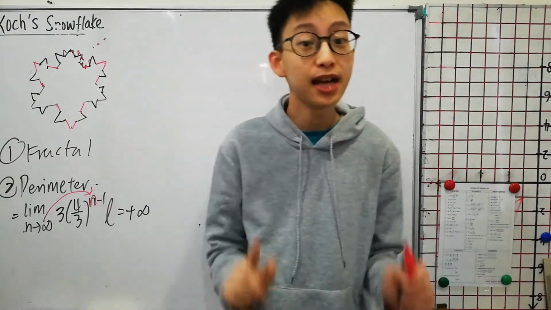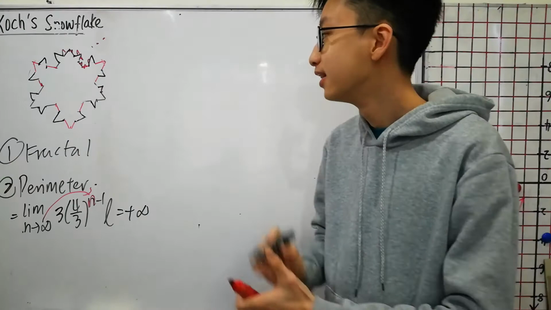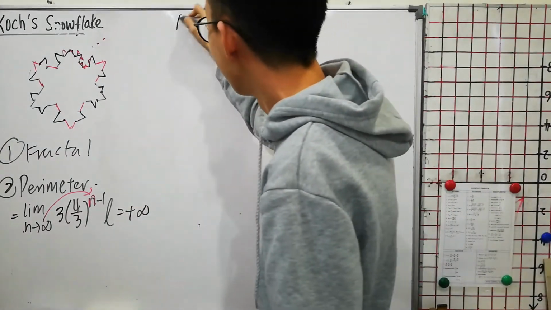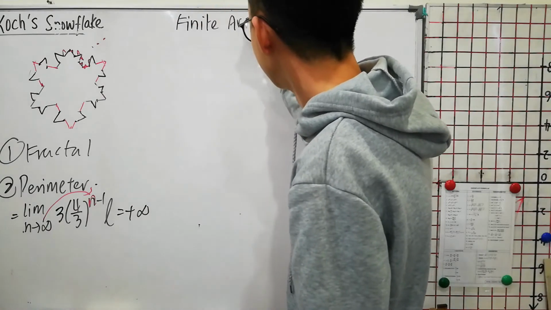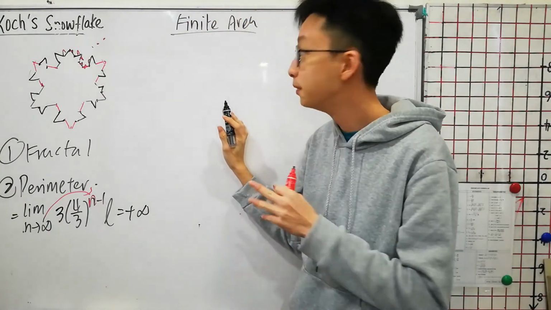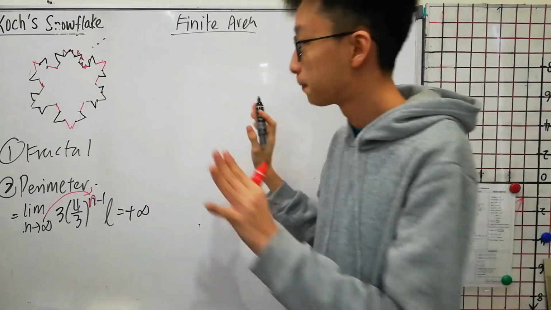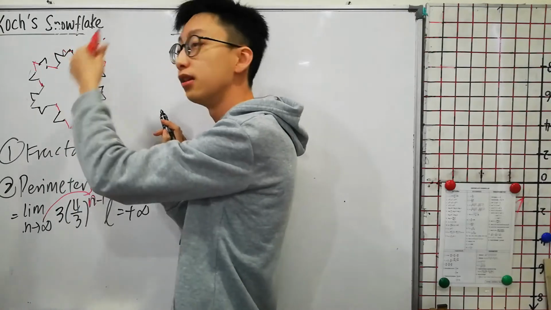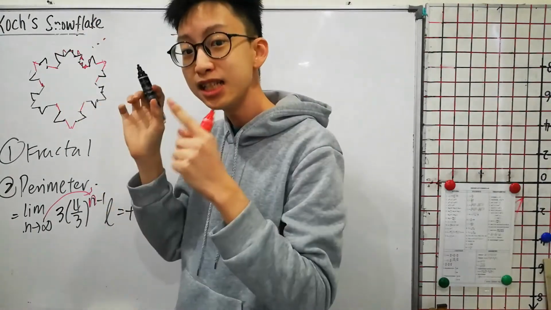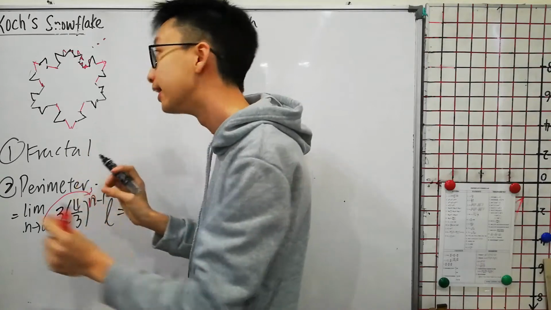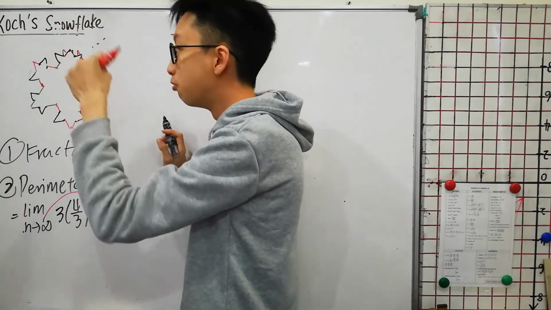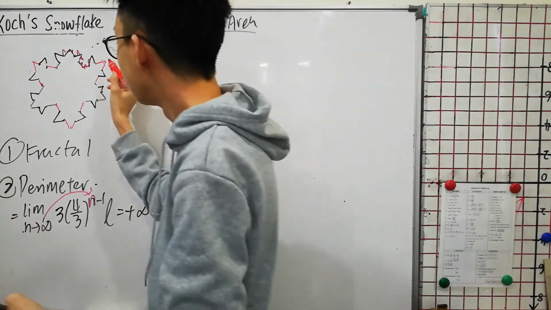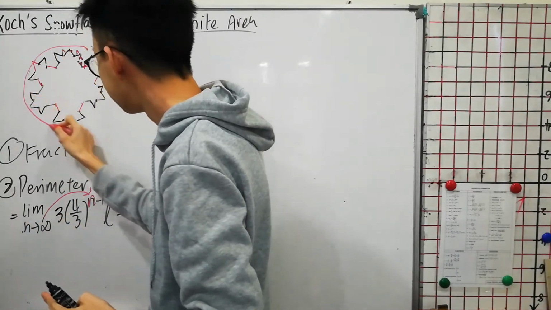But the next thing I'm going to show you is even cooler. It has an infinite perimeter, right? But it has a finite area. Do you believe it? Well, just think about it. No matter how many smaller bumps you add to this shape, you are adding smaller and smaller area to it, which means the area of the whole shape just can't exceed the area of this circle here, right?